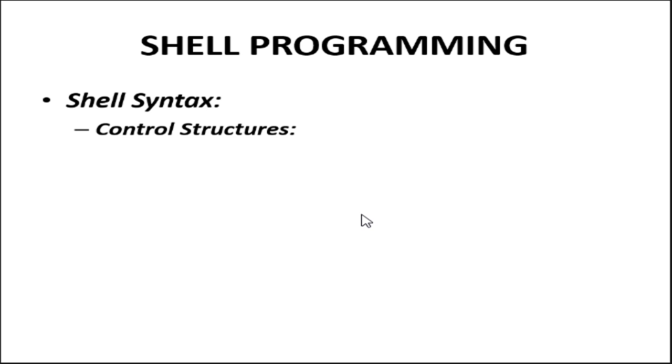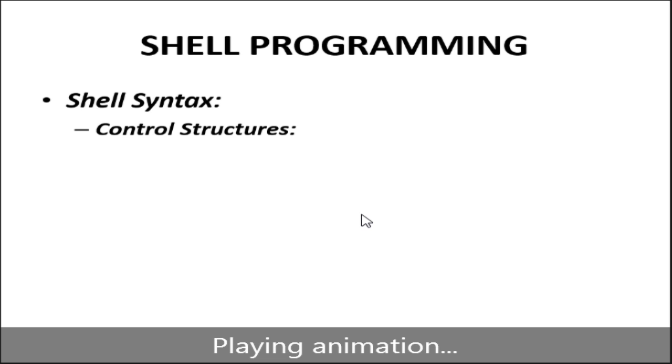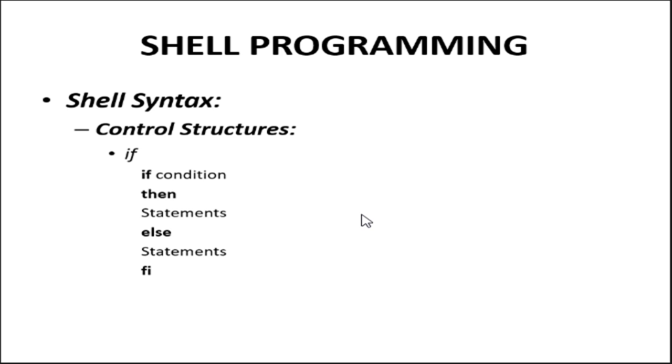Now we'll look into the control structures. The shell has a set of control structures. Now we'll discuss the if control structure, and the syntax is shown on the screen, where the bolded letters represent the commands that are to be used in writing the if condition, and a common use for if is to ask a question and then make a decision based on the answer.